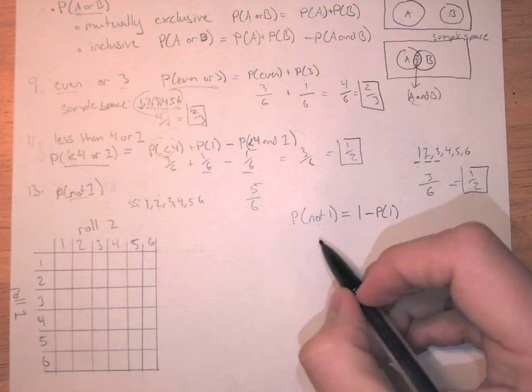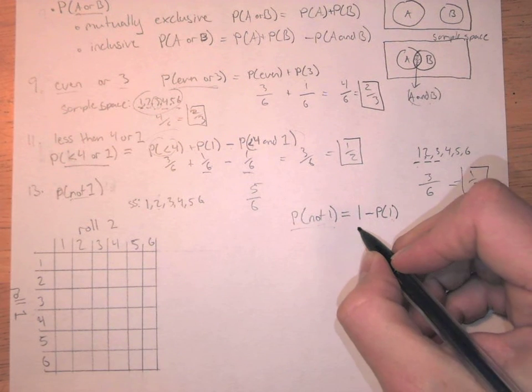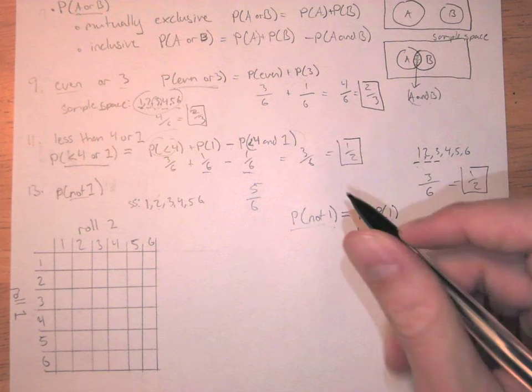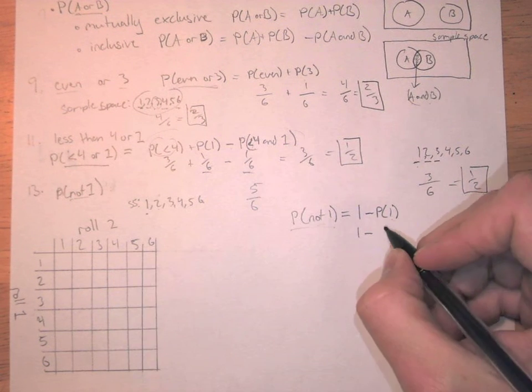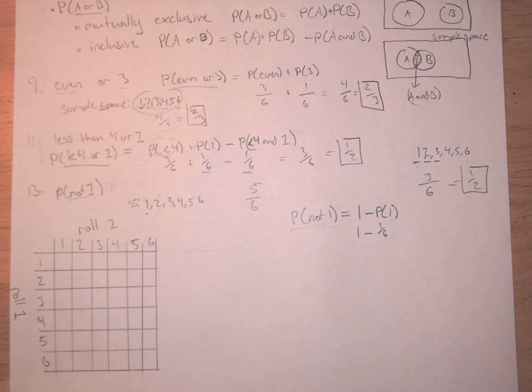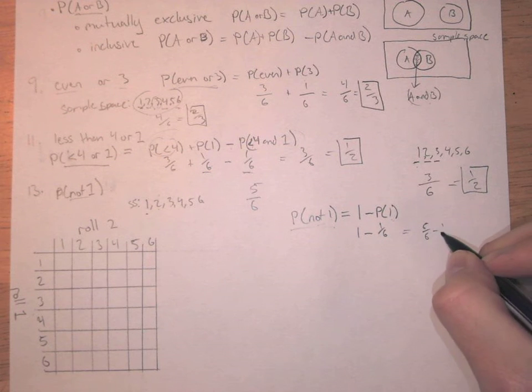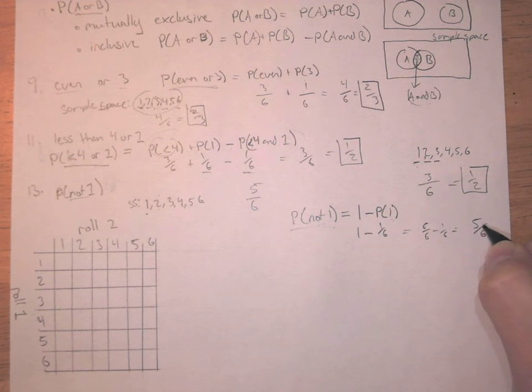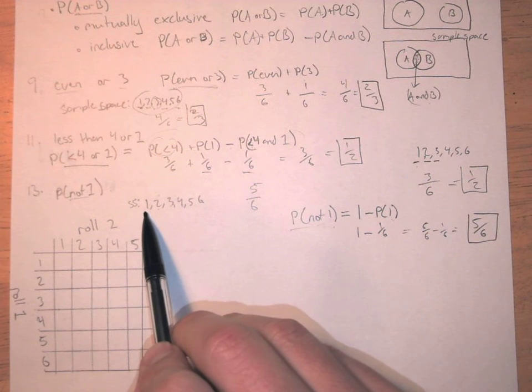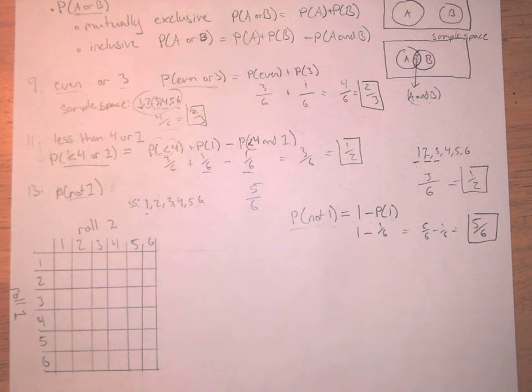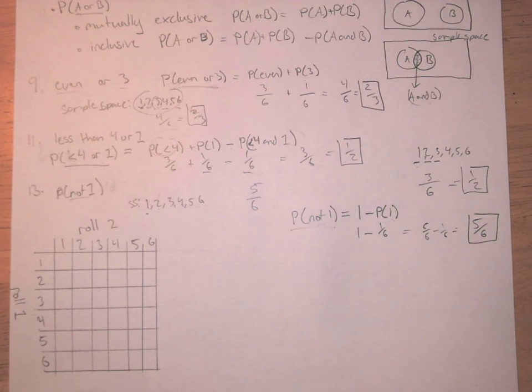So I could say, okay, well, the probability of not getting a 1 is 1 minus the probability of getting that 1, which would be 1 over 6. So 1 minus 1 over 6 is the same thing as 6 over 6 minus 1 over 6, which is 5 over 6. So you can say there's one way to get a 1, which means the other 5 options are not 1. And that's kind of how complements work.